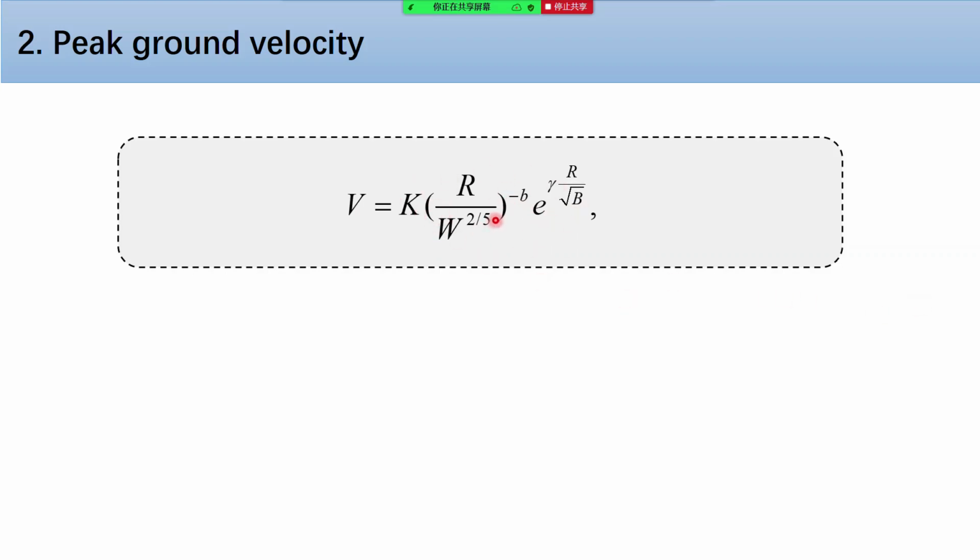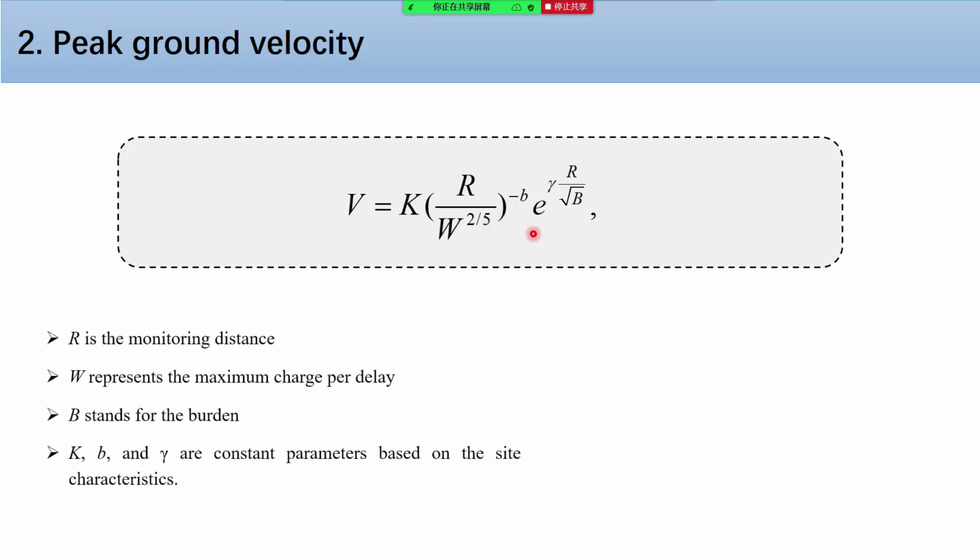I chose this one because this is a more complete model and it contains many variables, including the R, which is the monitoring distance. It's like the distance from the explosion point that we are going to assess the vibration intensity. And then we further have the W, which is the maximum charge per delay, which means how much explosive charge we are going to use.